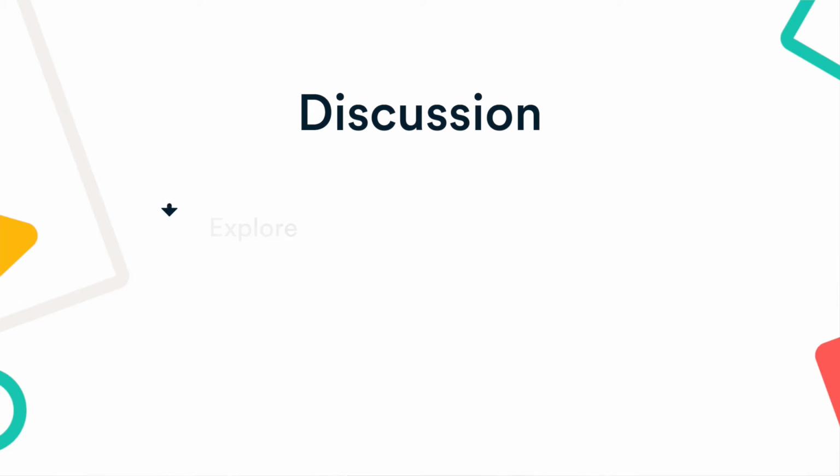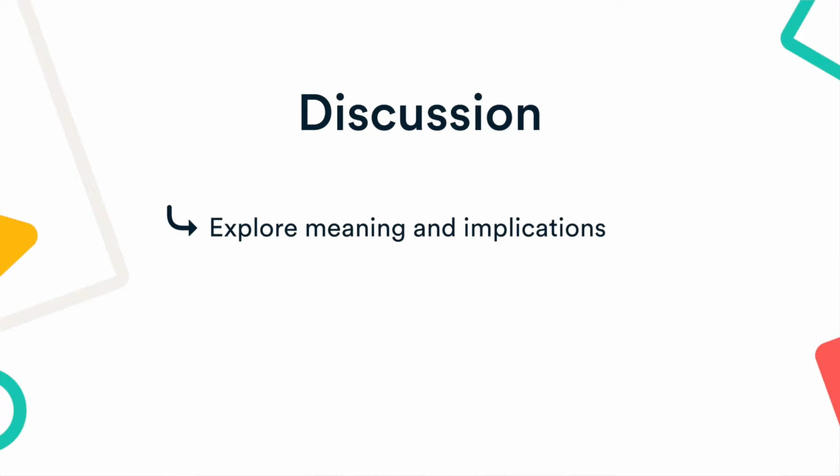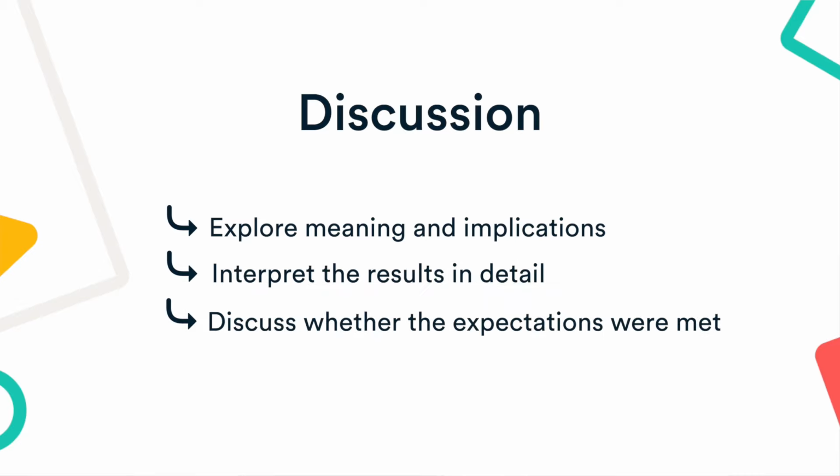In the discussion, you explore the meaning and implications of your results in relation to your research questions. Here, you should interpret the results in detail, discussing whether they met your expectations. If any of the results were unexpected, offer explanations for why this might be. The dissertation conclusion should concisely answer the main research question, leaving the reader with a clear understanding of your central argument.